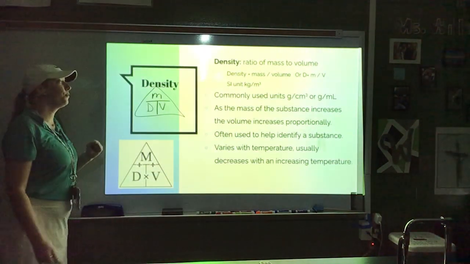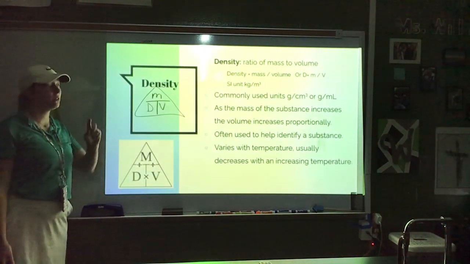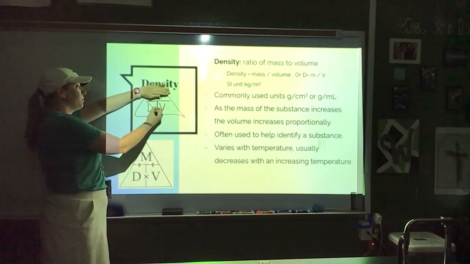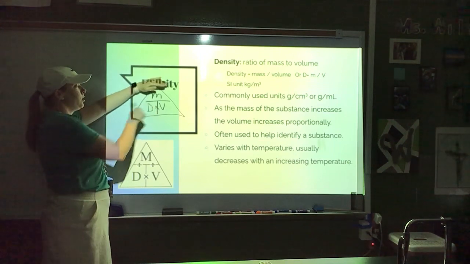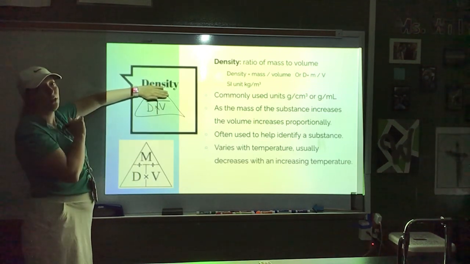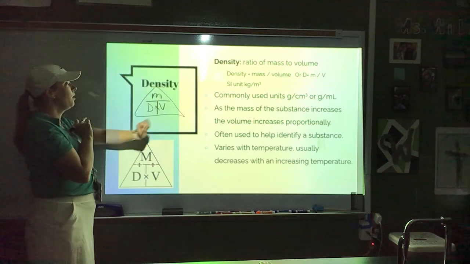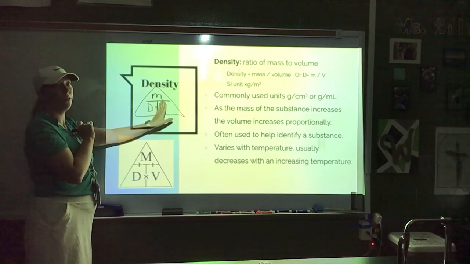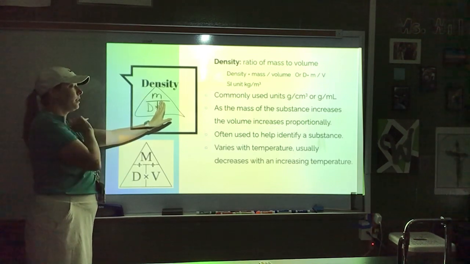Let's say we're looking for a mass, and they give us density and volume. We can cover up mass. If they're next to each other, you multiply. If they're on top of each other, you divide. So we have density times volume. Or the other way around, if we have a mass and a density, we can cover up volume and we get mass divided by density.